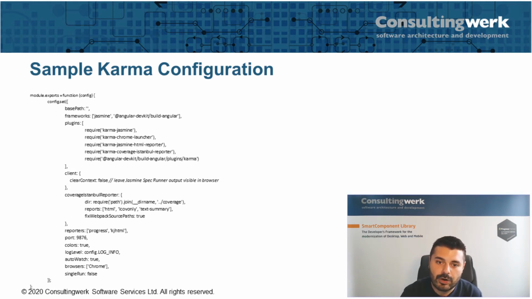So as you can see, we're requiring Karma Jasmine, Karma Chrome Launcher, Karma Jasmine HTML Reporter, Istanbul Reporter for code coverage, and some built-in Angular Dev Kit plugins. Now, the Karma Chrome Launcher plugin makes it so Karma is able to automatically launch a browser to run our tests in. The HTML reporter will generate a very nice looking HTML test result report for us. And we also have the coverage reporter so that we get a nicely formatted code coverage report.